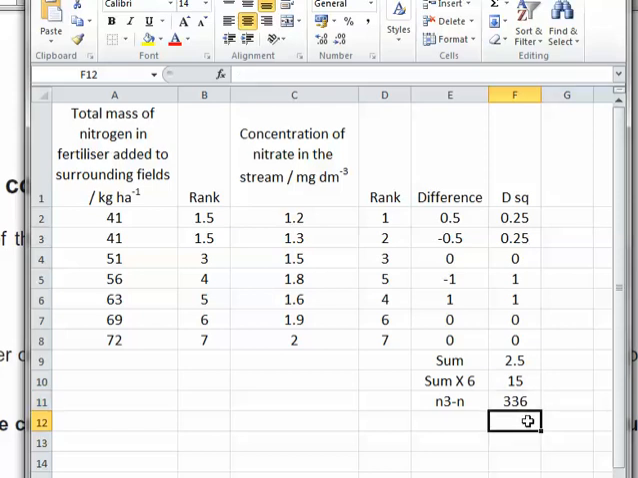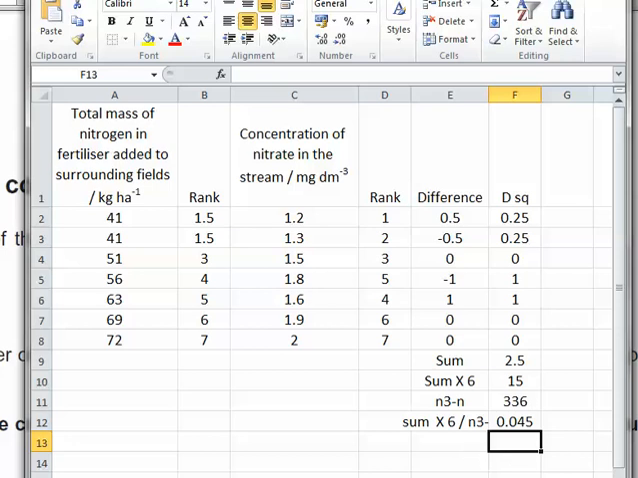And then I divide my sum of d squared times by 6, and then it's divided by this value, n cubed minus n. So that equals 15 divided by 336. So I've got 0.045.